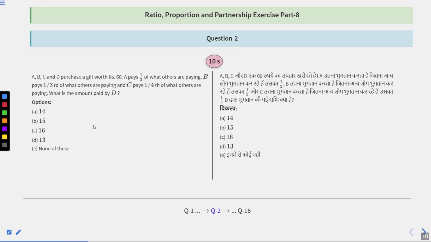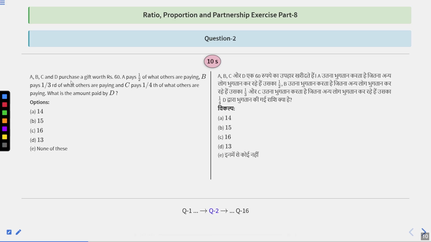Next one. A, B, C and D purchase a gift worth 60 rupees. A pays half of what the others are paying. B pays one third of what the others are paying, and C pays 1/4 of what the others are paying. What is the amount paid by D? You have 5 options and 10 seconds to analyze the question. Your time starts now.